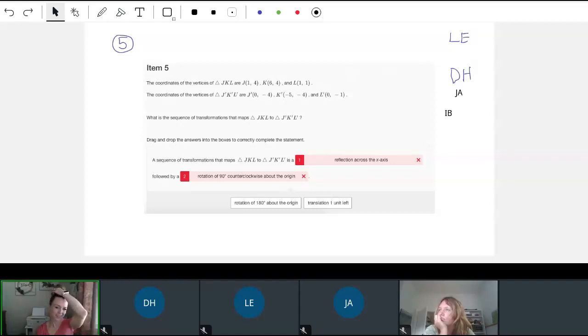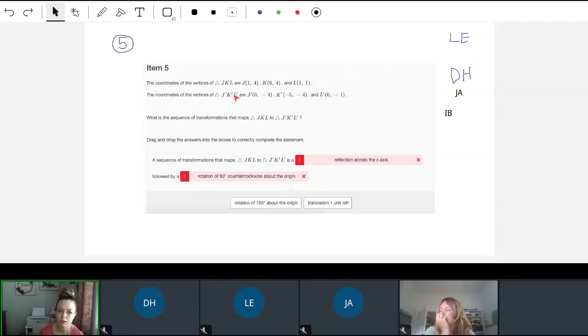Okay. Thanks, Madeline. The coordinates of the vertices, they're just the corners. The triangle has 3 corners, right? So that's just a geometry word for the corners of the triangle. They're at coordinates 1, 4, that's point J, point K is at 6, 4, point L is at 1, 1. And then we have some new coordinates.